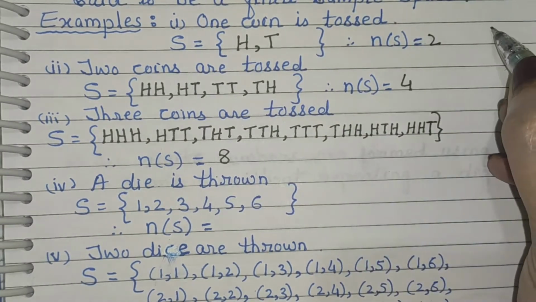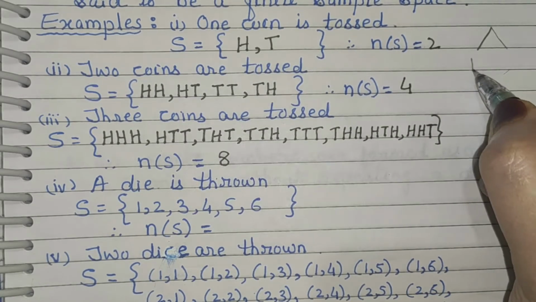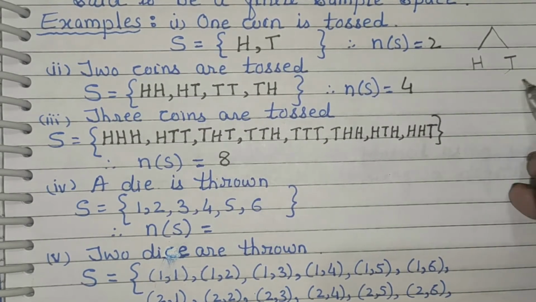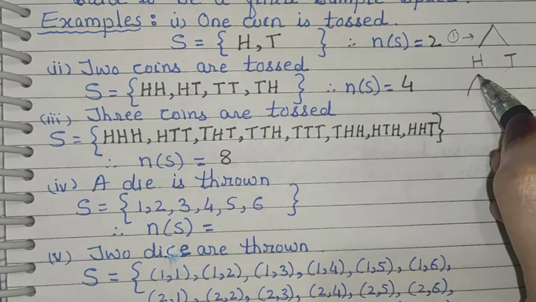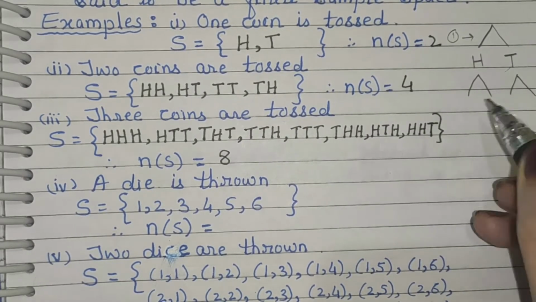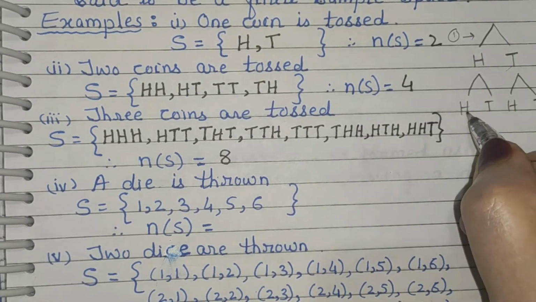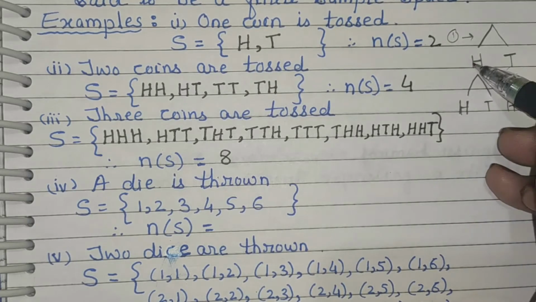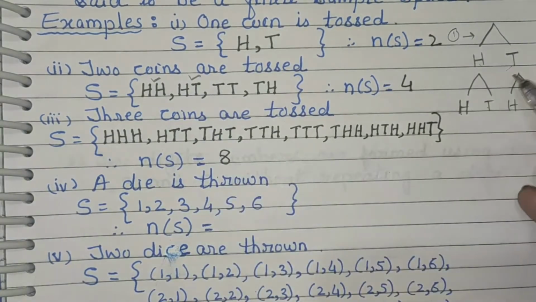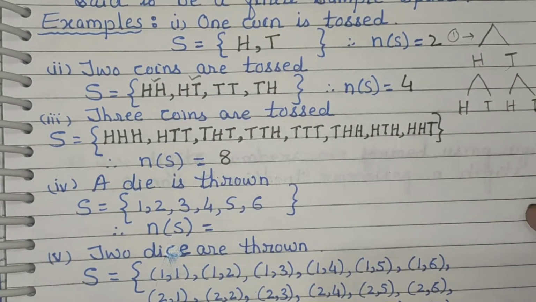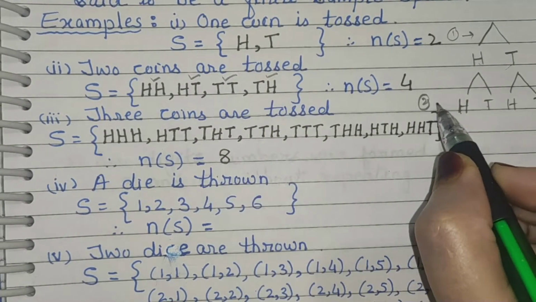Now this can be understood by a tree diagram. If one coin is tossed, then we get head and tail. It is for one coin. Now if two coins are tossed, then we get H and T here, and also H and T here. Now we get HH, HT, TH, TT. It is for two coins tossed.